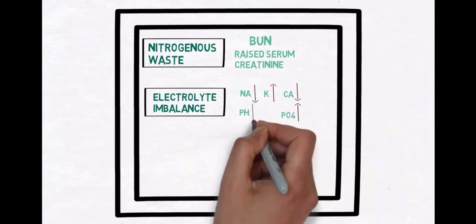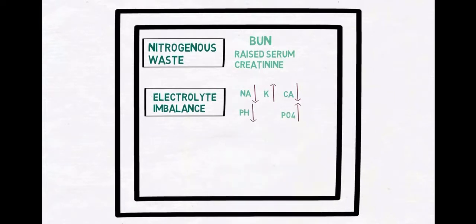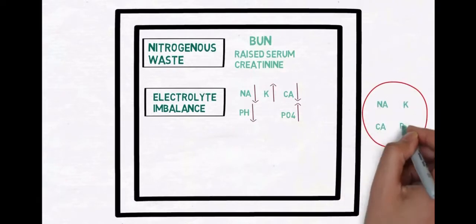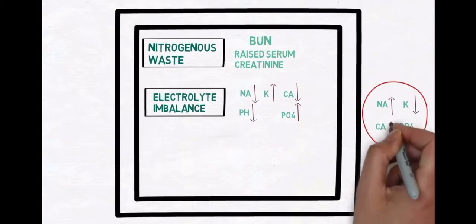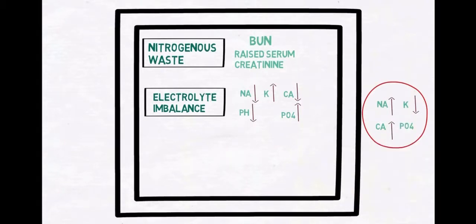One simple trick to remember all of these electrolyte imbalances is to remember two sets of ions: sodium, potassium, calcium and phosphate. Remember that normal serum sodium is higher as compared to potassium, whereas normal serum calcium concentration is higher as compared to phosphate, and the order just gets reversed in case of acute renal failure.